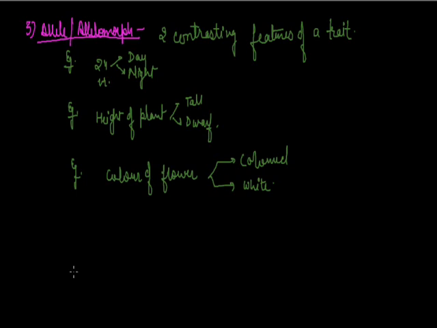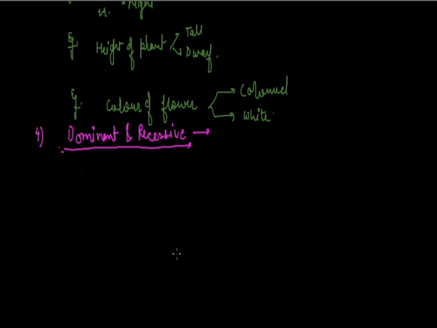The next terms in heredity are dominant and recessive alleles. All these terms are correlated with each other. If you can't understand what an allele is, then you cannot proceed to the next step. You cannot understand what is dominant and what is recessive. Exactly, I can say dominant is a feature that can express itself in every condition.